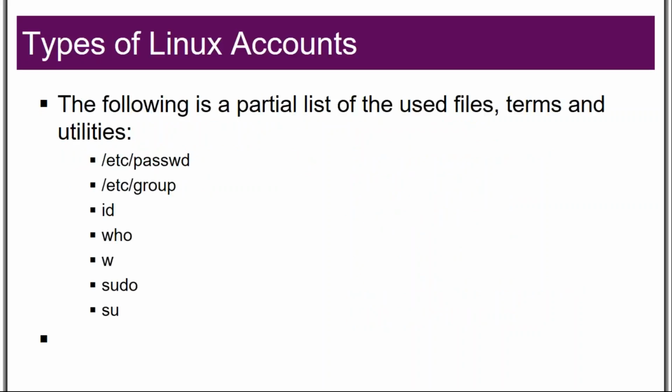Now let's look at some of the basic types of Linux accounts that are out there. This is just a partial list of the used types of files and terms and utilities that are out there. It won't be an exhaustive list, but this is some of the main ones I want to talk about. /etc/passwd, /etc/group, id, who, w, sudo, su, which is substitute user. We're going to talk about a few of these as we go through this. And I bring these up because I'll come back to them in other parts of the webinar.